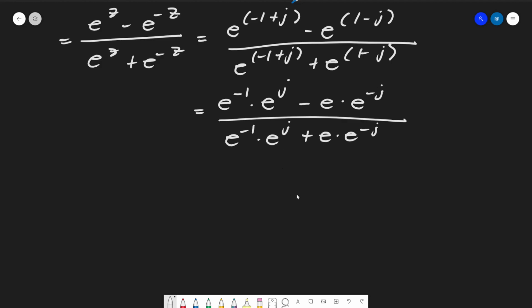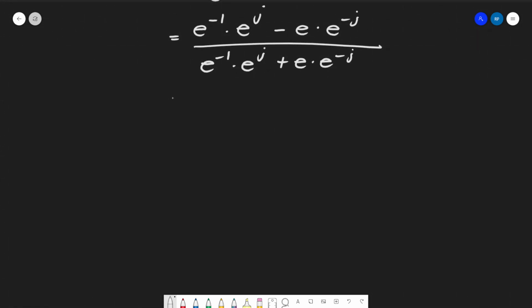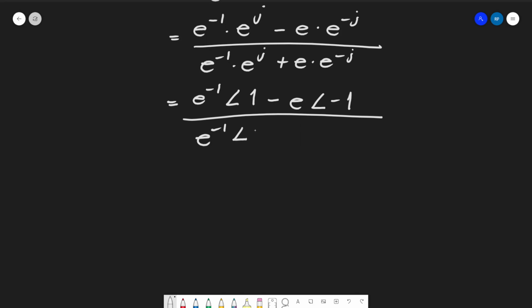The next, convert natin from exponential to trigonometric, phasor form pala. So, we have e raised to negative 1 angle 1, kasi ano ba yung theta dito? 1. Minus e angle negative 1. Ganun din sa baba: e raised to negative 1 angle 1 plus e angle negative 1. Tapos pwede na natin to i-type sa calcu as is kung ano yung nilagay natin.